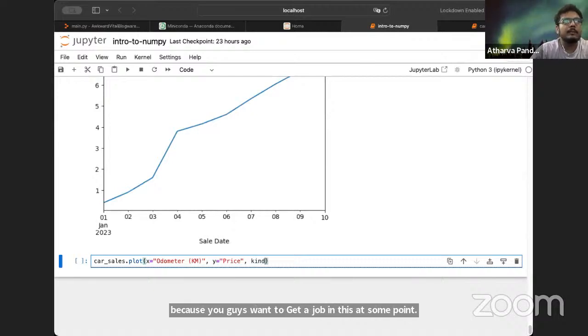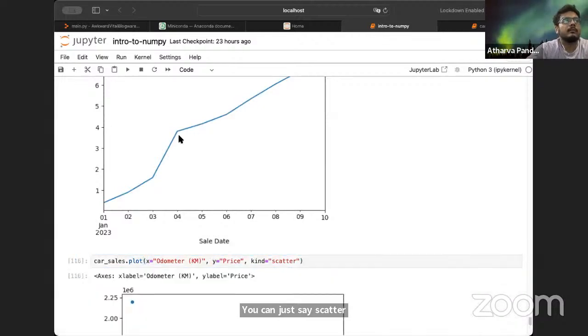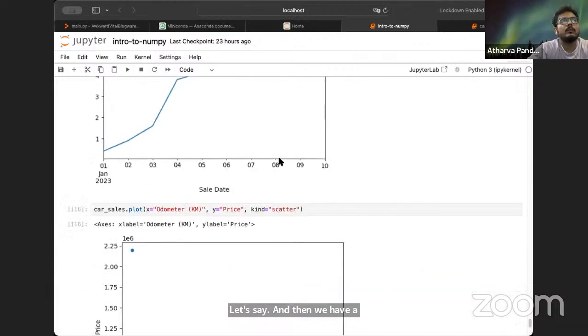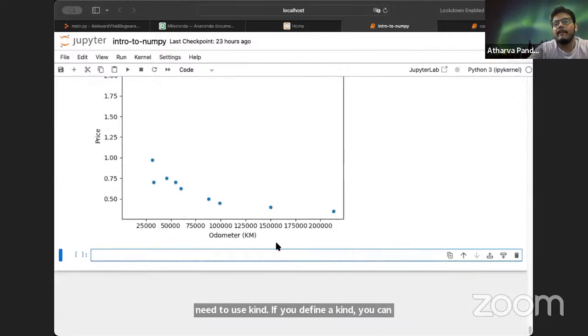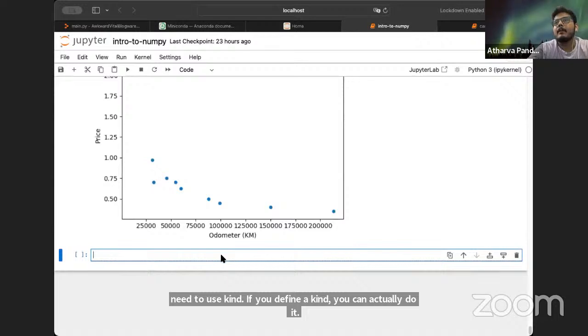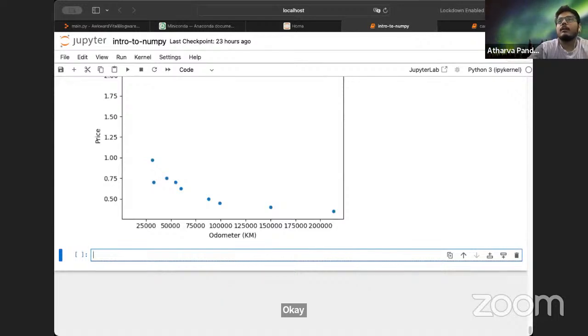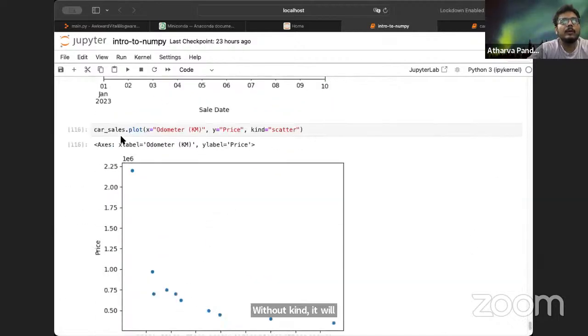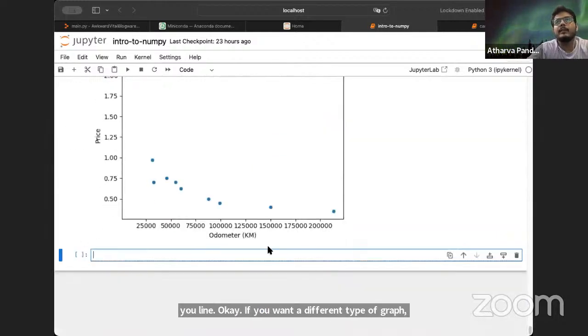I remember telling something called kind. You can just say scatter. That's it. And then we have a scatter graph, odometer, price. Boom. All you need to use is kind. If you define a kind, you can actually do it. Without kind, by default, it always gives you a line graph. If you want a different type of graph, you need to provide it with the kind that you are expecting it to have.